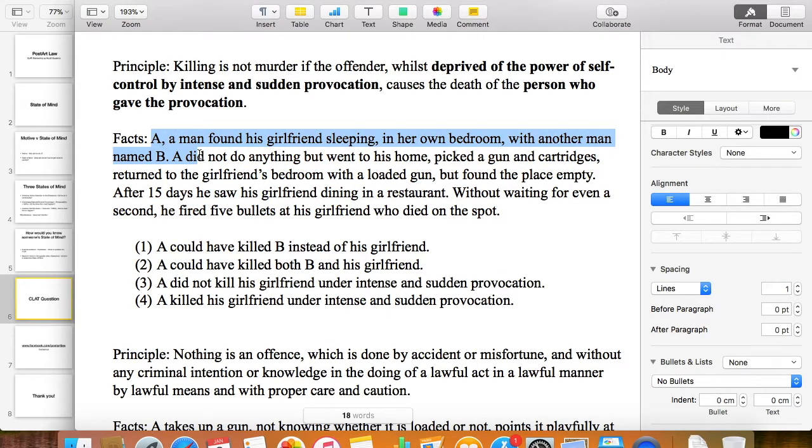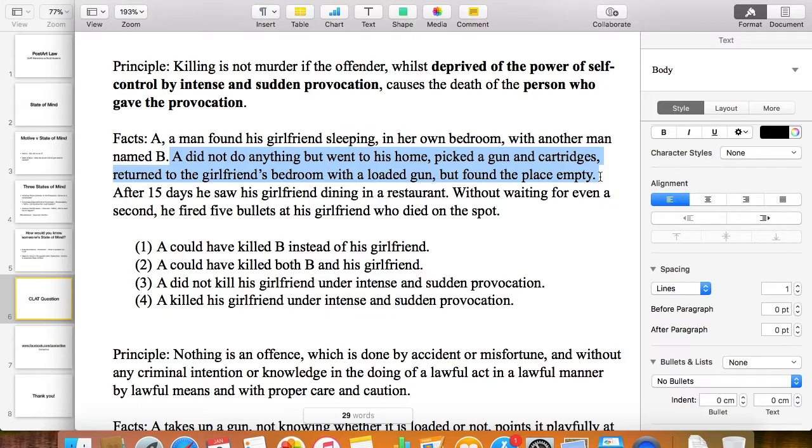So the man first found them in bed, right? And then he didn't do anything. That was the sudden and intense provocation, that he found his girlfriend sleeping with another man named B, but he did not do anything then. He went back to his house and picked up a gun and cartridges. He did not directly attack A, B or his girlfriend when he found them. In fact, he went back to his house, picked up guns and cartridges and returned.